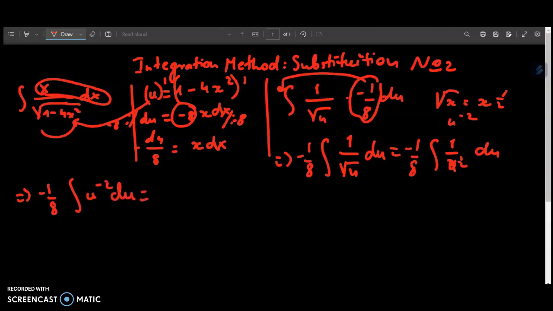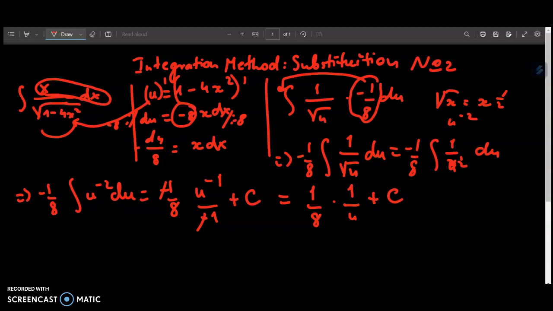So the integration of the exponent number is going to be minus 1 over 8 times u to the power of minus 1 over 2 plus 1, divided by minus 1 over 2, right? And we should not forget to add the constant, plus c. So minus and minus cancel out. We have 2 over 8 and we have u to the 1 over 2, so it's going to be the square root of u, and this part is going to be plus c.